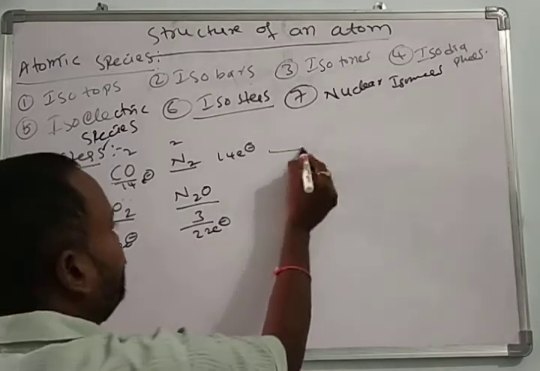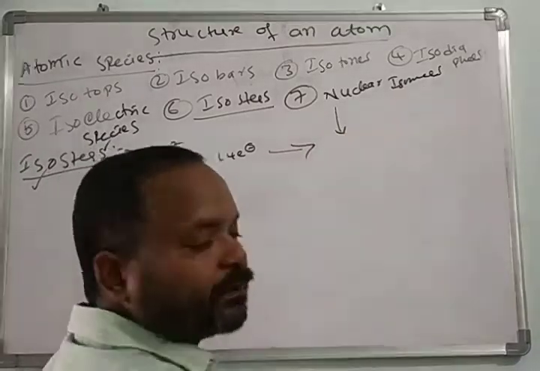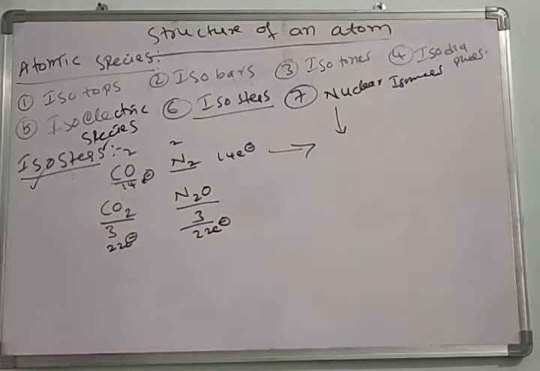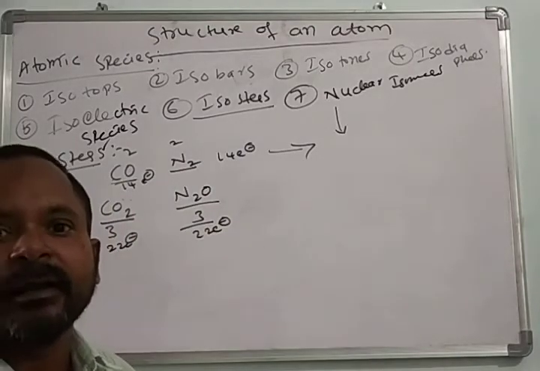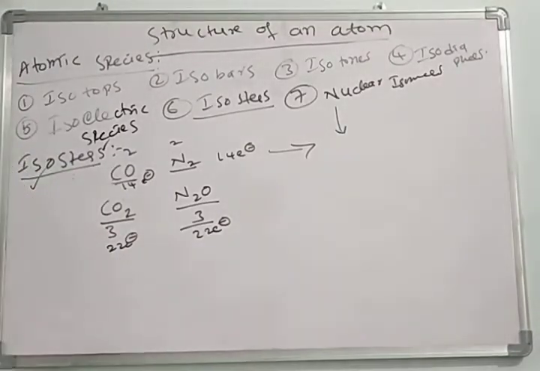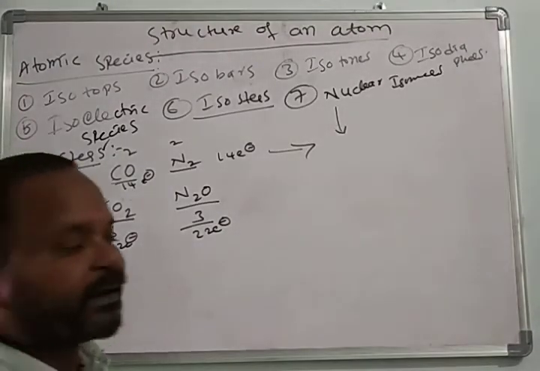Nuclear isomers. What is the meaning of nuclear isomers? These have the same atomic mass, same atomic number, but differ in radioactive properties.